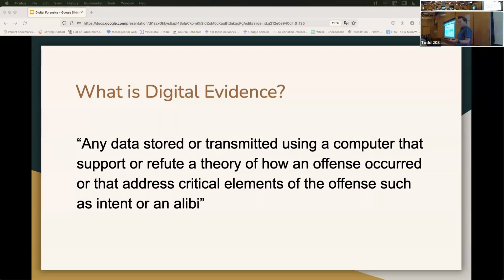So what is digital evidence then? We're going to go through 3 quick quotes that talk about digital evidence. I think these are interesting. But digital evidence is any data stored or transmitted using a computer that supports or refutes a theory of how an offense occurred or that addresses critical elements of an offense, such as intent or an alibi. I think this is kind of a mouthful. I do like it. It's very descriptive.